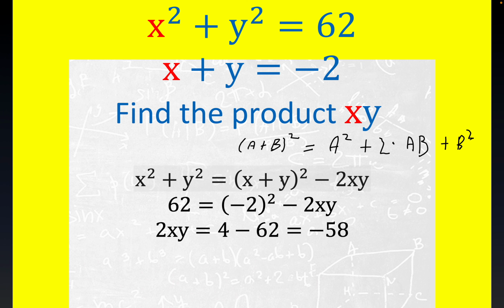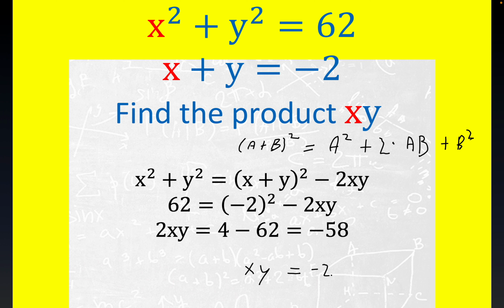(x + y) quantity squared minus 2xy is just x squared plus y squared, but we're given x squared plus y squared, and we're also given that x plus y is equal to -2. And so that's how we go from this line to this line. Now, this is just awesome algebra. I won't go through it too much, but notice that when we divide by 2 here, we get xy is equal to -58 divided by 2, which is -29.